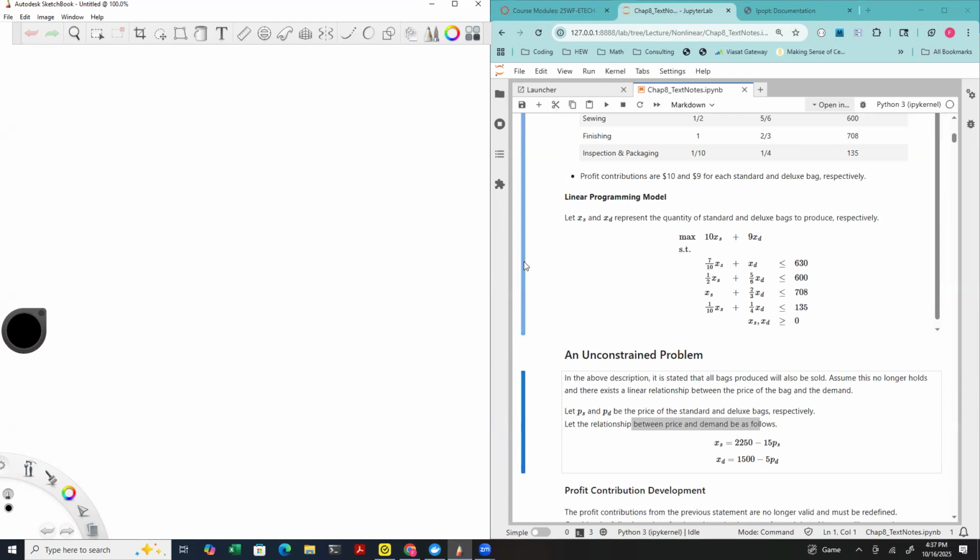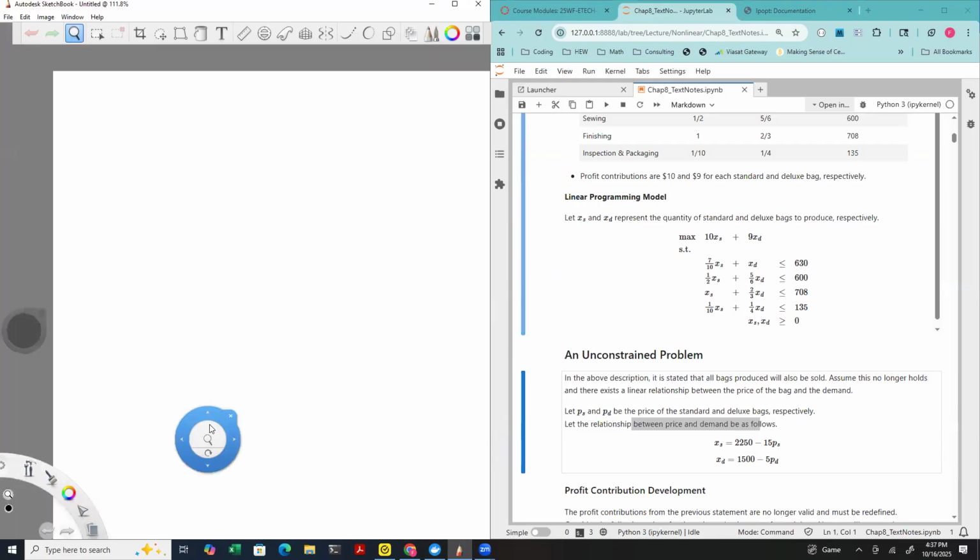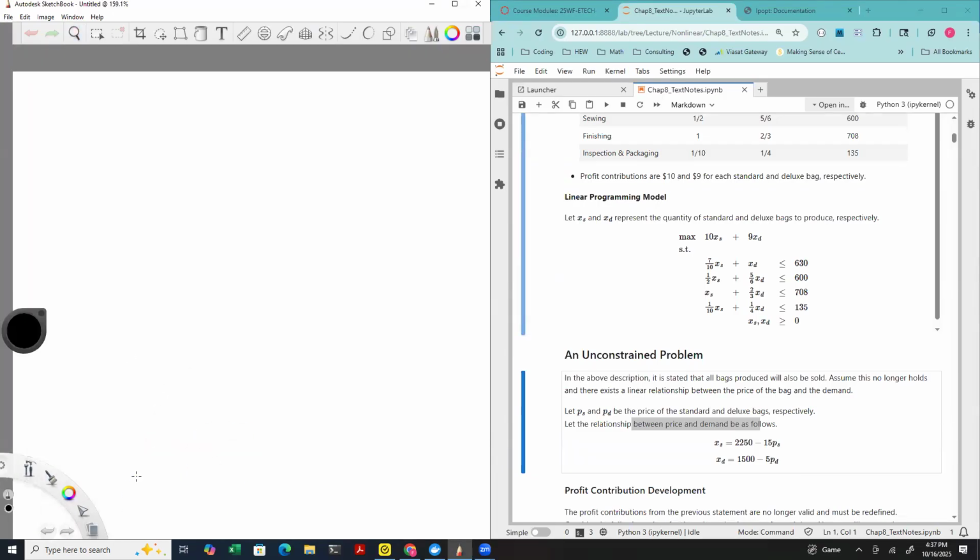I'll get my whiteboard set up here on the left and start our process for the night: golf bags.